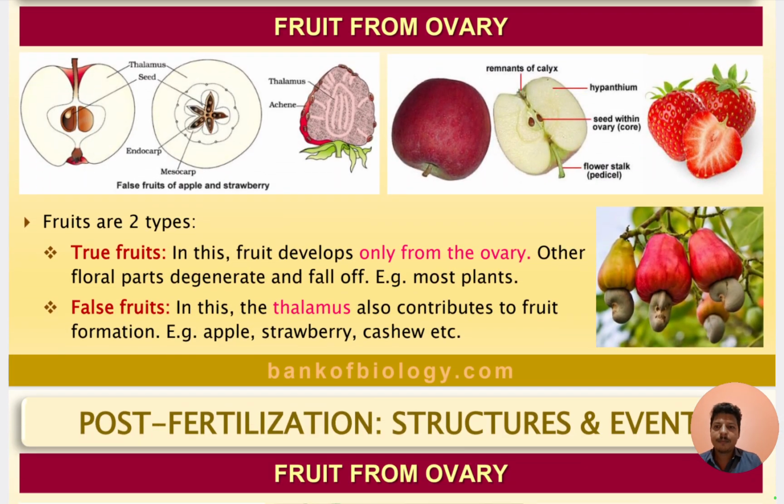Fruits are of two types: true fruit and false fruit. True fruits are those fruits that develop only from the ovary. Other floral parts degenerate and fall off. Example, most plants. Coming to false fruit, in this the thalamus also contributes to fruit formation. Example: apple, strawberry, cashew, etc.